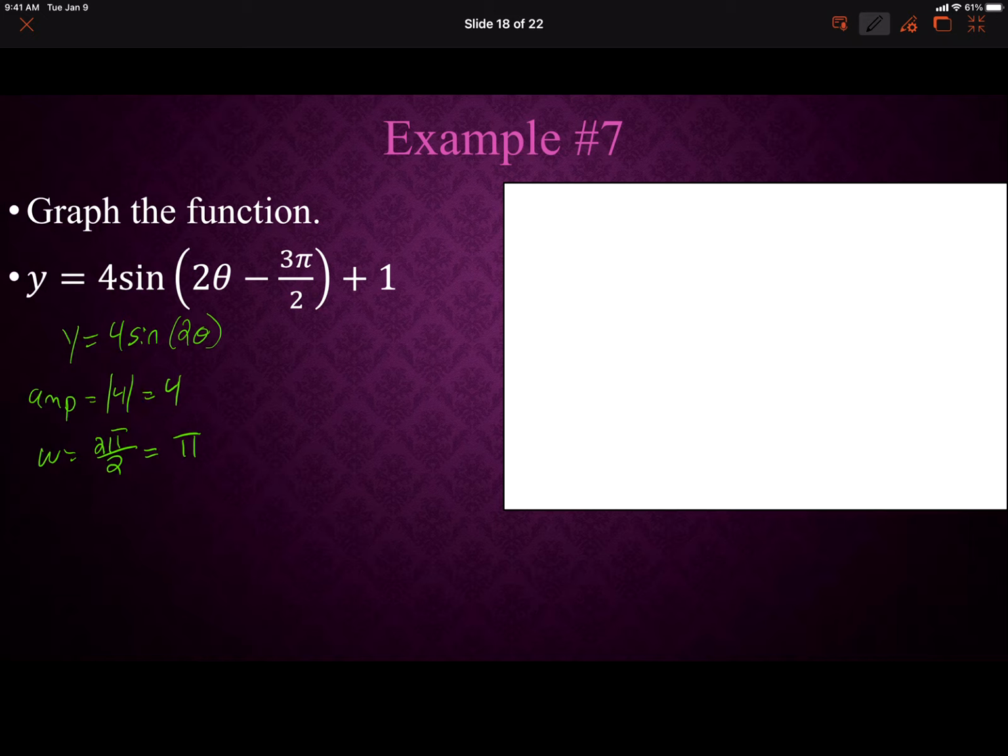So we set up our graph here. Now, for the shifting, we can see it's a minus sign, so we're going to shift right. So I don't need to worry about any of the negative side still. We can go as high as 4, as low as -4.